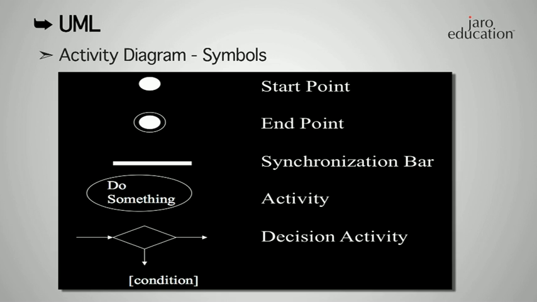There is a start point, an end point, an activity, a synchronization bar, and a decision activity. Sync bar, we'll see what this is. Basically, when you split into multiples, or there are parallel things to be done, or a fork happens and then there is a join back from the fork and so on. That's where you use a synchronization bar.